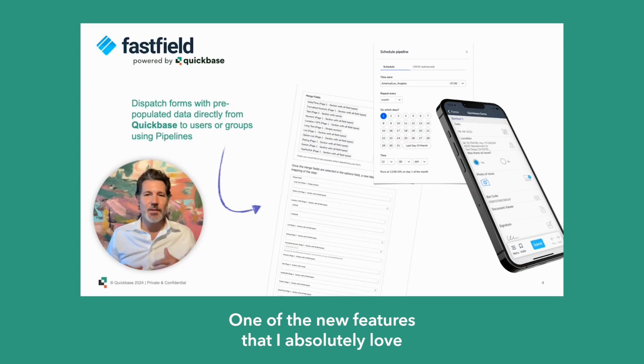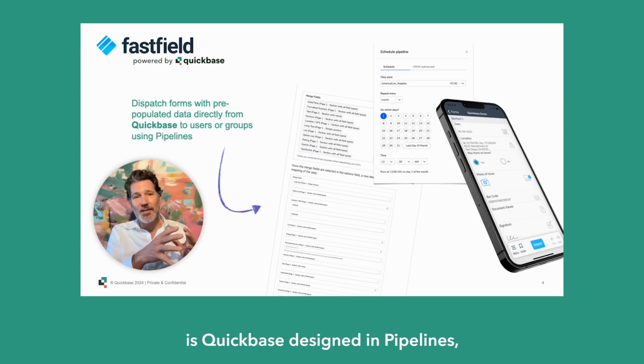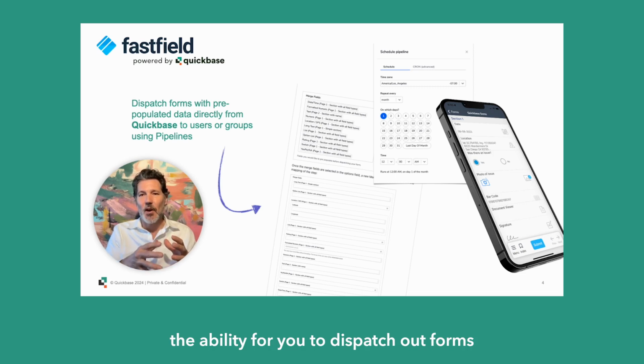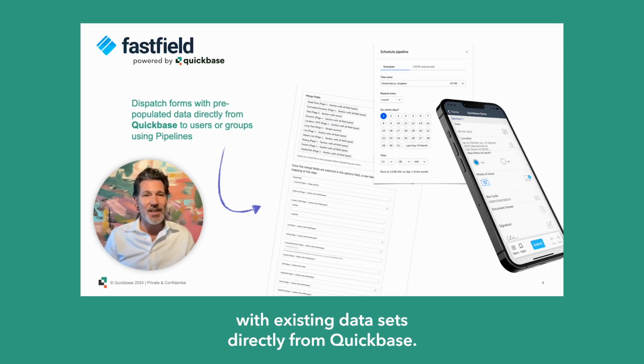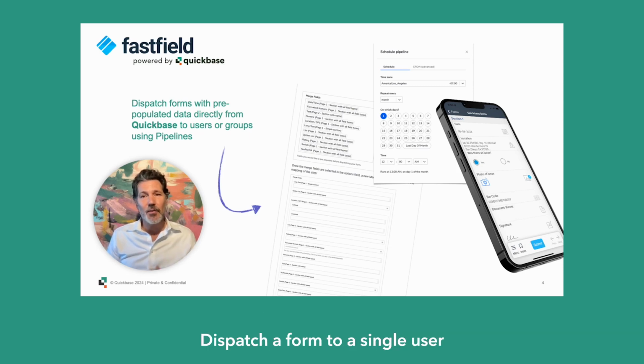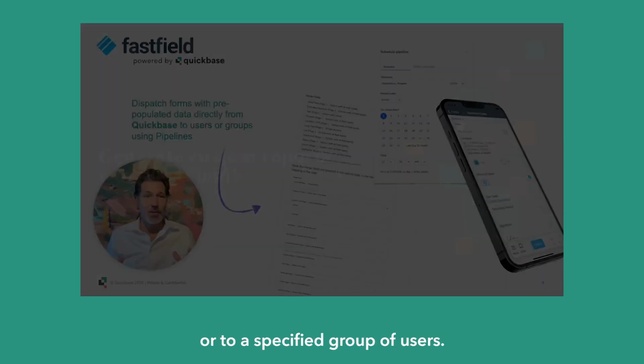One of the new features that I absolutely love is Quickbase designed in pipelines, the ability for you to dispatch out forms to your teams in the field from Quickbase and pre-populate the FastField forms with existing data sets directly from Quickbase. Dispatch a form to a single user or to a specified group of users.